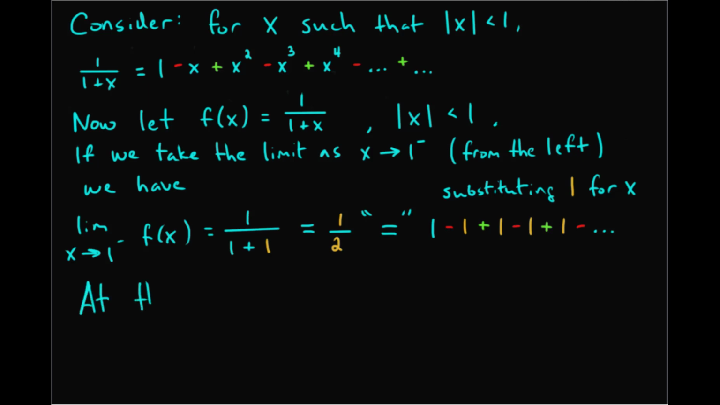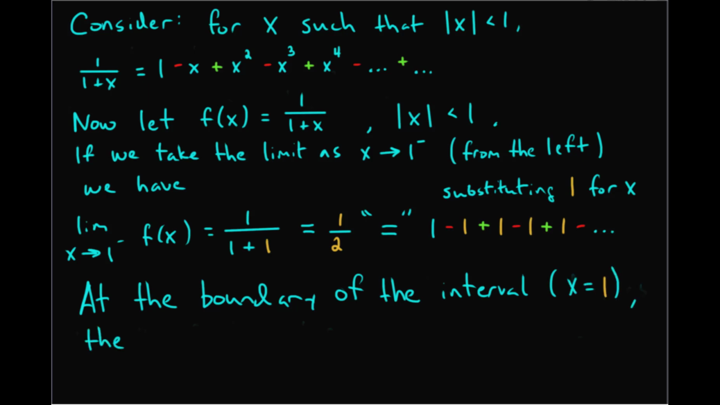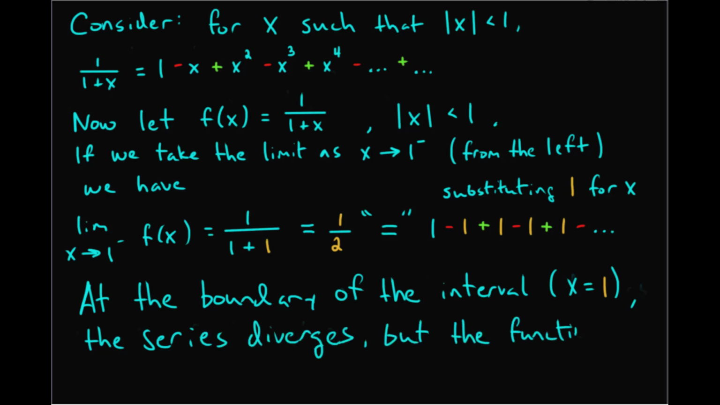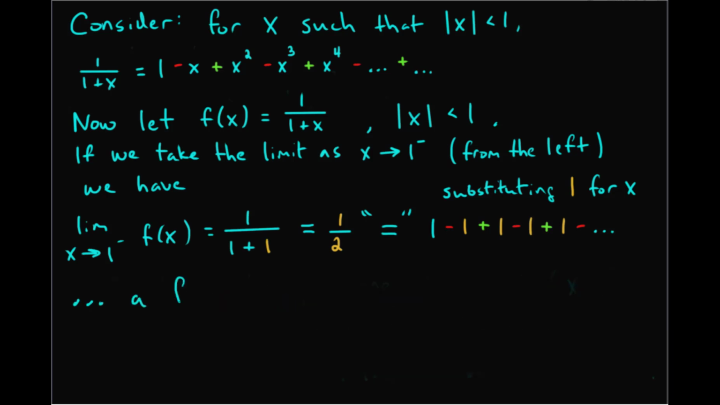The key observation that Euler is making here is that at the boundary of the interval of convergence for this series, 1 minus x plus x squared minus x cubed and so on, at that boundary where x is equal to 1, the series diverges. I'm not denying that in any way here. Notwithstanding that, the function that the series represents within the interval approaches a finite value at the boundary. Namely, the function that the infinite series represents within the interval of convergence approaches the value 1/2 right at the boundary, right where the series begins to diverge.